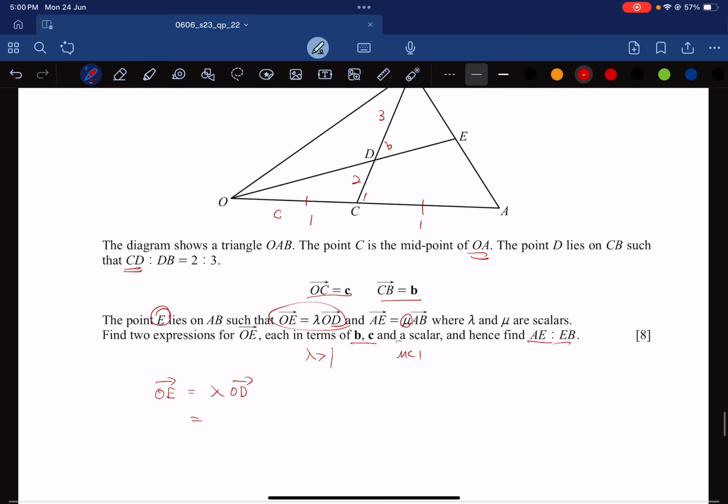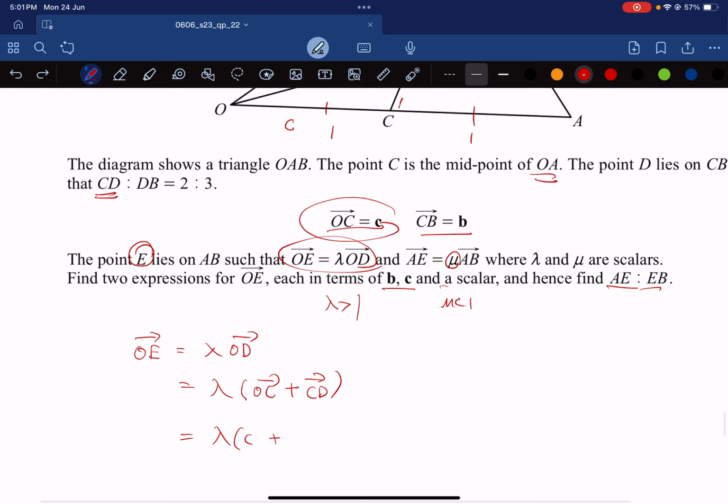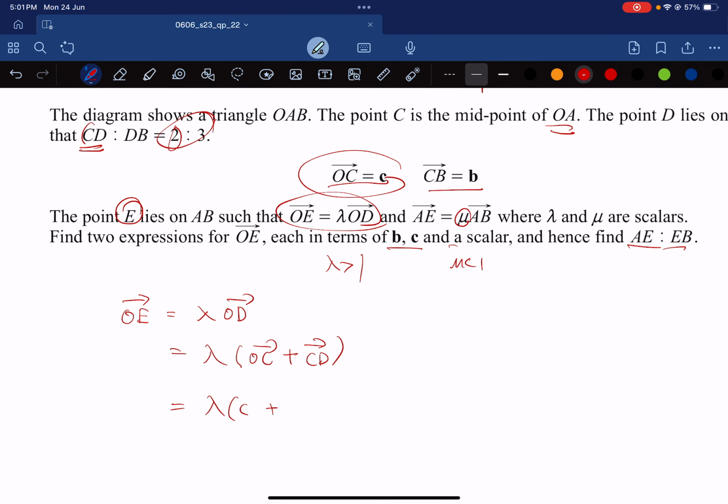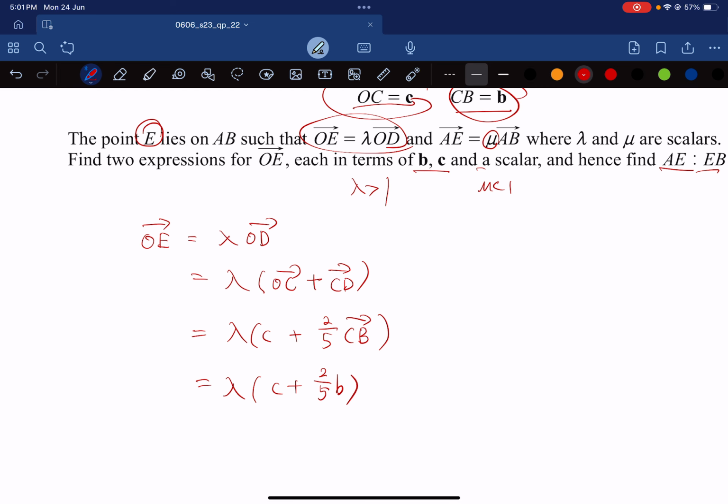So OD is equivalent to OC plus CD. And OC given by the question is small c, and CD given by the question is 2 over 5 CB. And CB is small b. And then we are successfully left with b and c and scalars, okay.